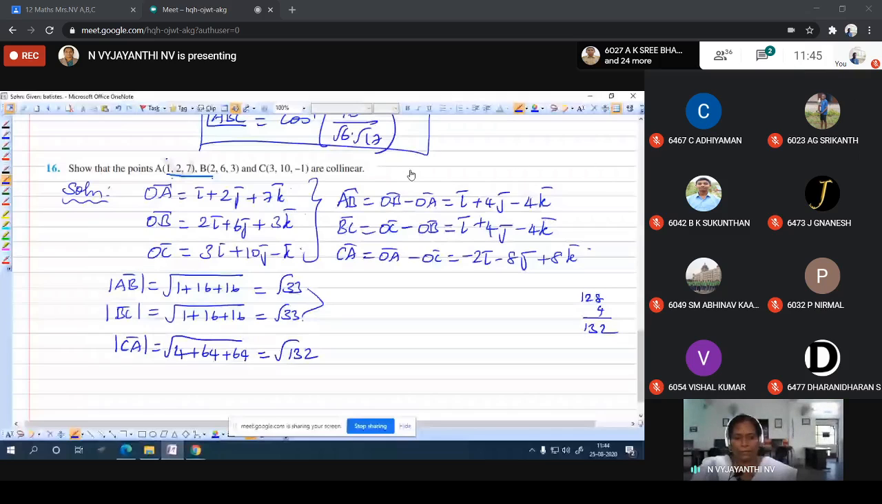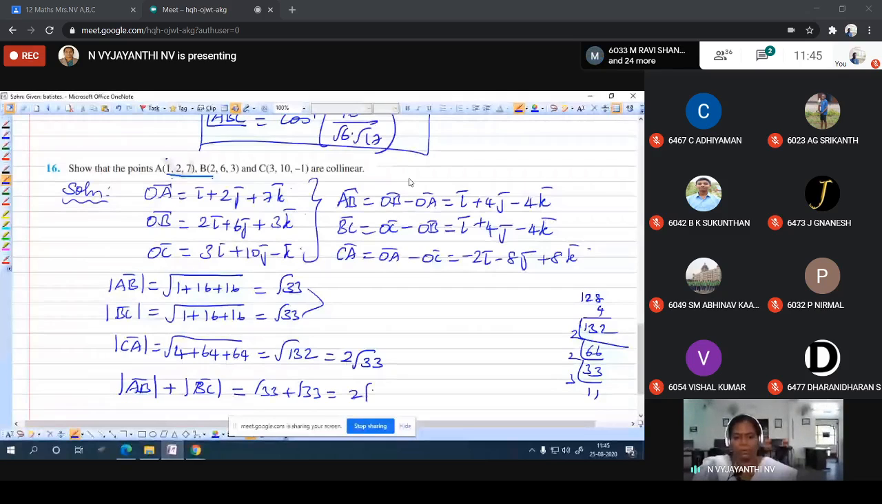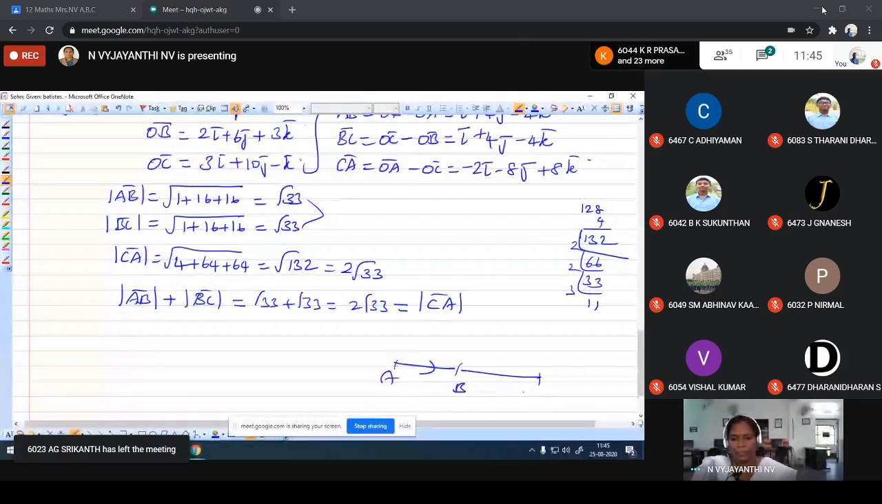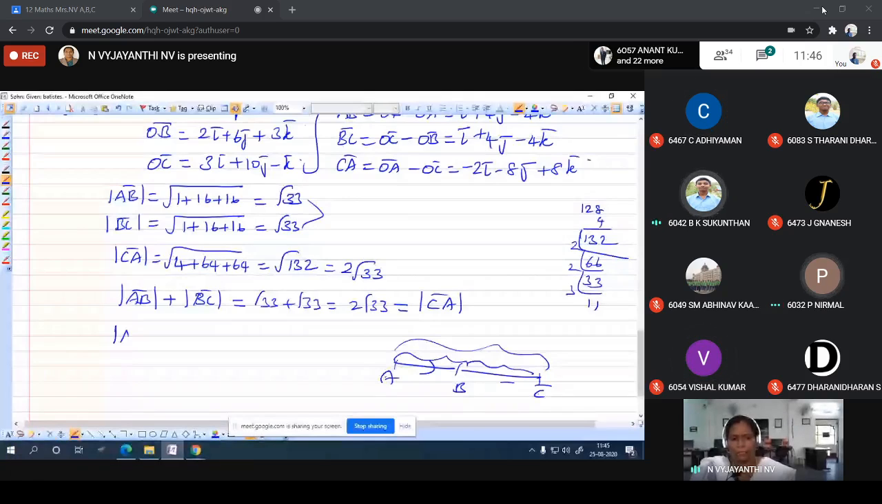So modulus of AB plus modulus of BC is equal to root 33 plus root 33, that is 2 root 33, which is equal to modulus of CA. So if you add two vectors, you are getting the third vector. This is AB vector and this is BC vector. If you add AB and BC vector and you get AC vector, will all these three be collinear? Yes, ma'am.